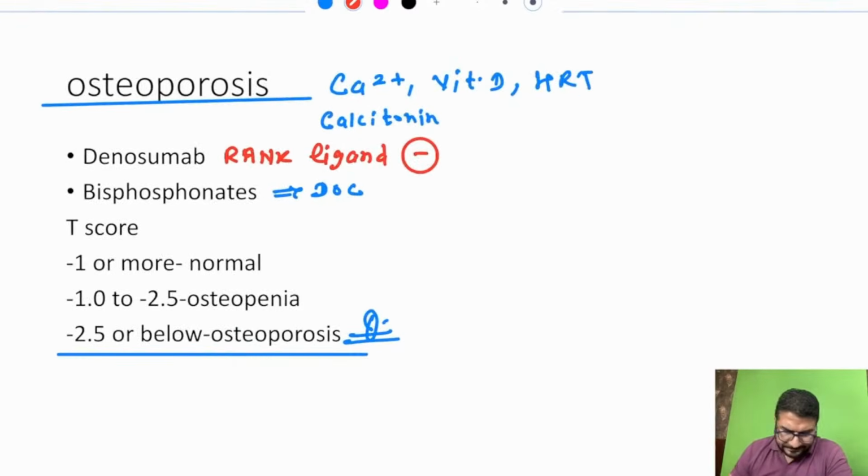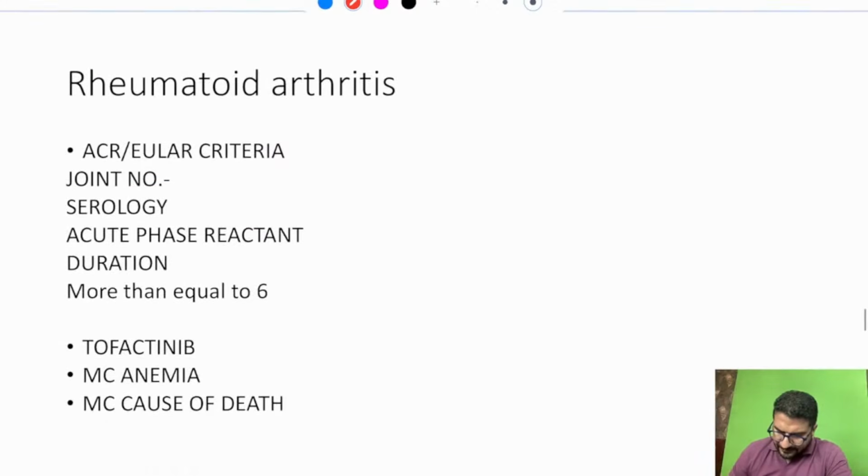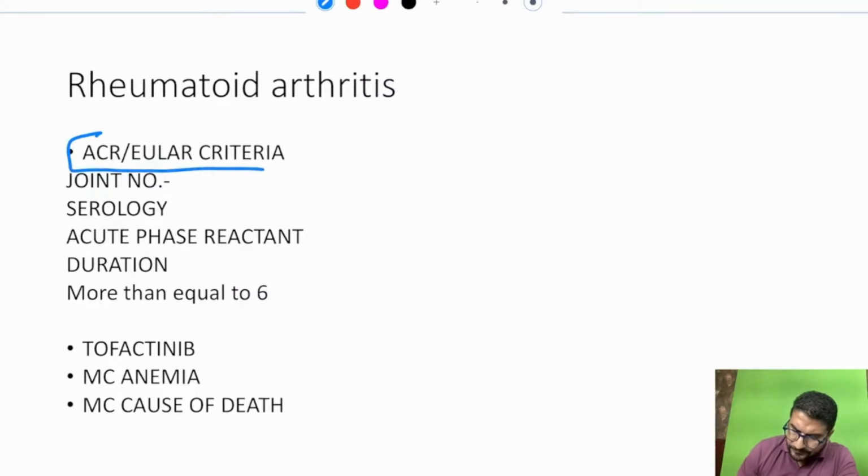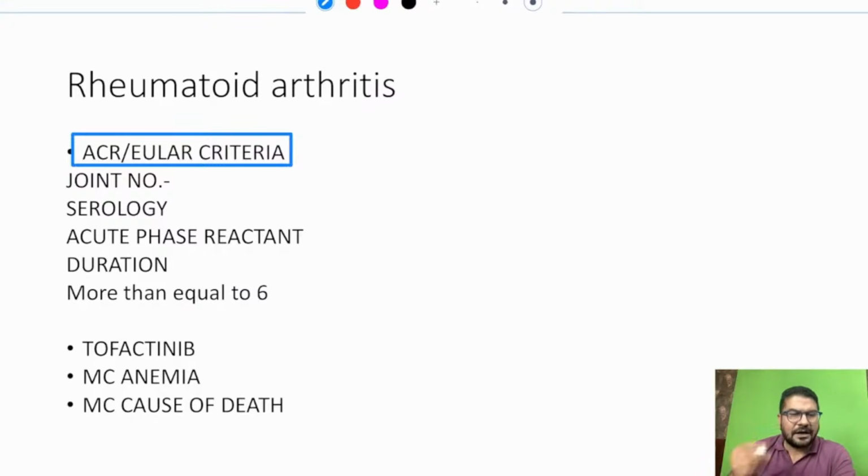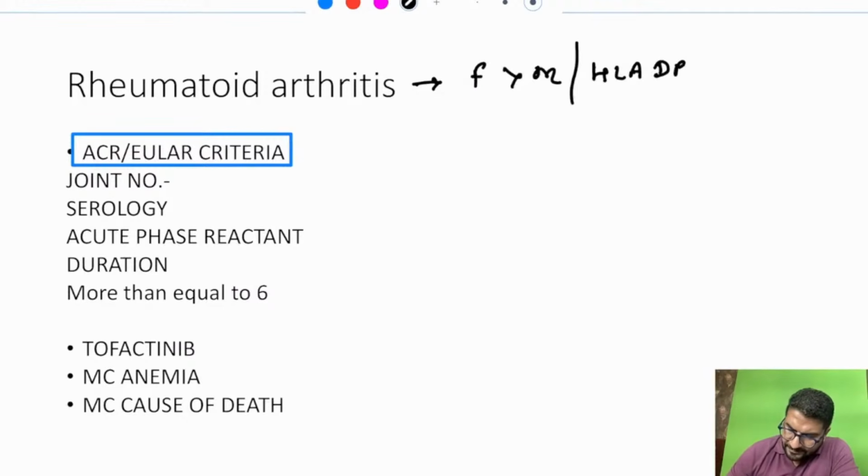This is for osteoporosis. Now coming to RA. RA means rheumatoid arthritis. So they ask you different types of questions in the exam from RA. We have a diagnostic criteria called ACR-EULAR criteria. इसको समझो. ACR means American College of Rheumatology, and EULAR means European League Against Rheumatism. So this is a diagnostic criteria. RA is a disease which will affect females. The HLA which you have to remember here will be HLA DR3, DR4. HLA DR3 होगा, DR4 होगा.